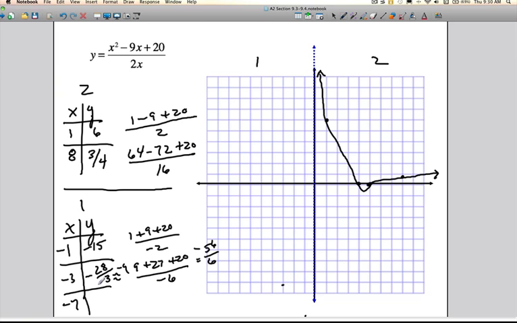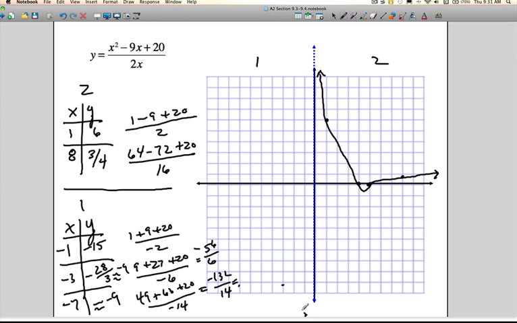Just a little below -9. And when I plug in -7, I'll have 49 plus 63 plus 20, all divided by -14. So 83, 120, 132 divided by 14. That's between 9 and 10. Right? So I do that again is approximately -9. So if we got to 4, 5, 6, 7, right about here.